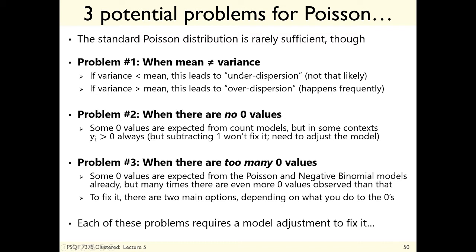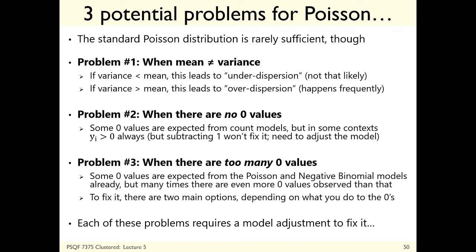So if it's less variance than what's predicted, it's called under-dispersion, which is pretty rare in practice. What's far more common is over-dispersion. So we may have to change to a different distribution to allow there to be more variance than what the mean predicts. There's also a different distribution you have to change to if there are no 0 values.